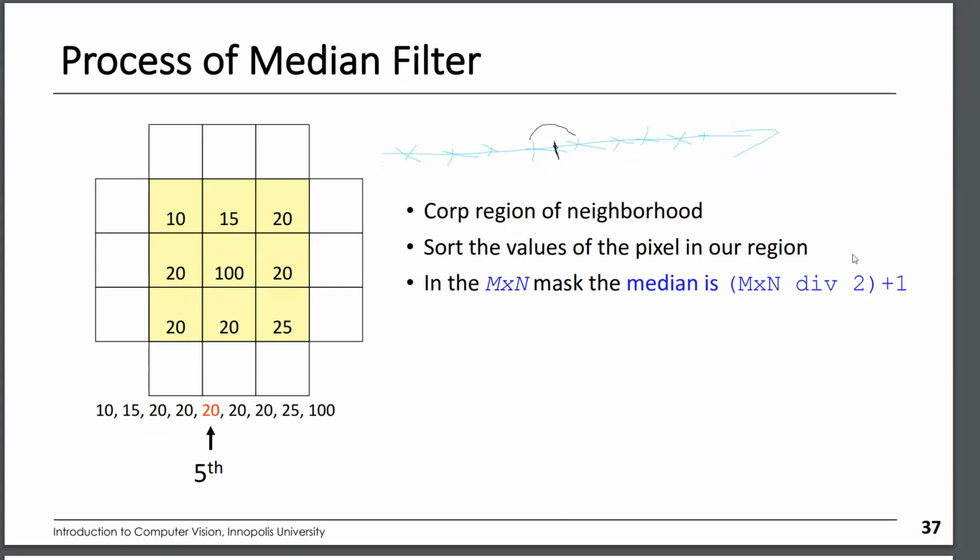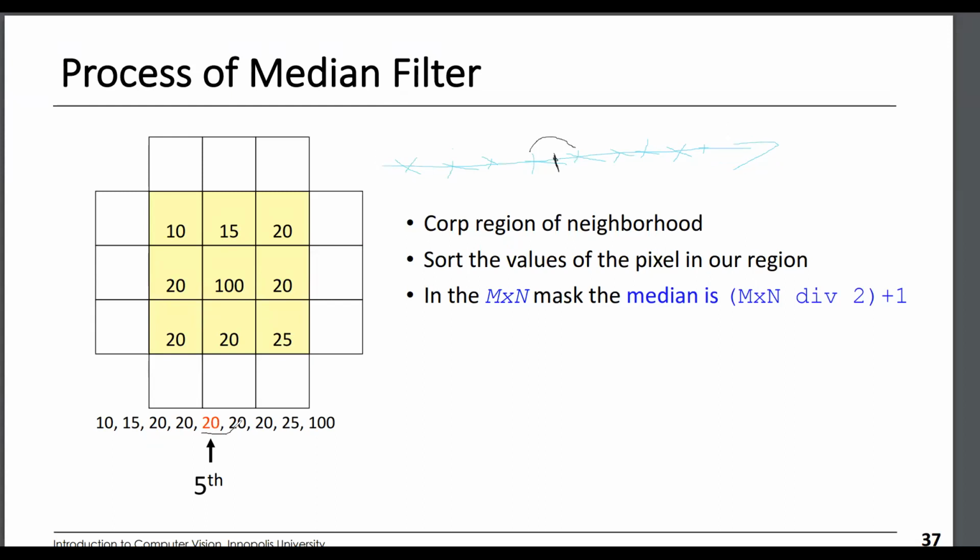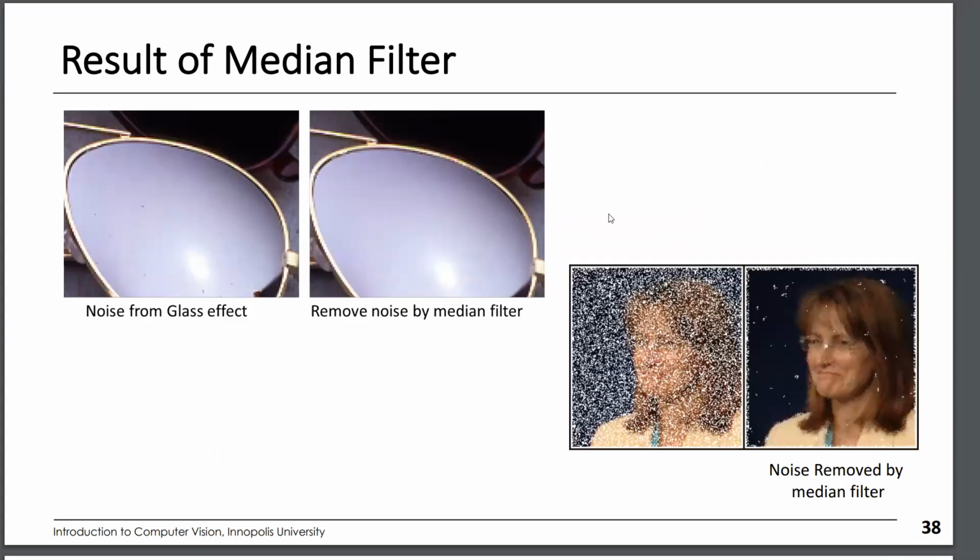If for some reason you had 10 or an even number, what you do is you go to the fifth and the sixth and you take their average. Okay, so this is how you calculate the median. It's a very simple operation. And if we compare it, for example, this is some noise from glass effect. This is the removal using the median filter.